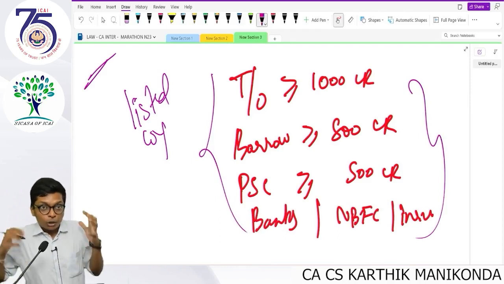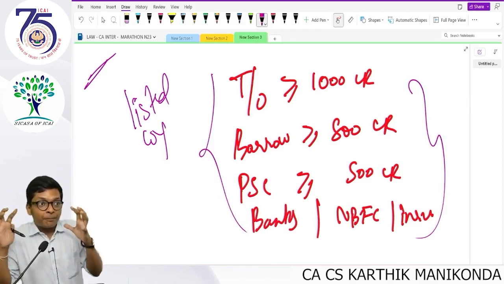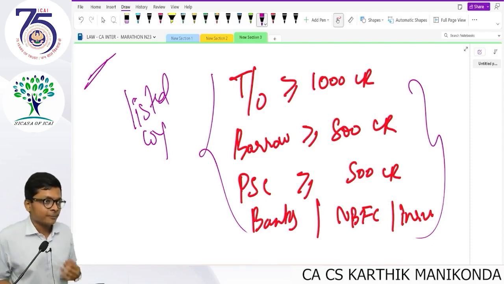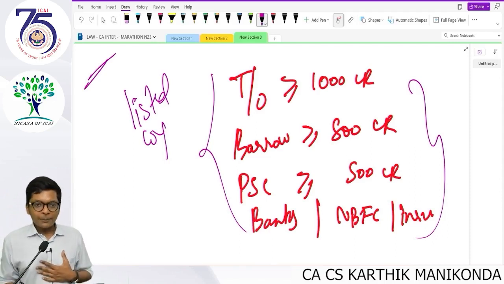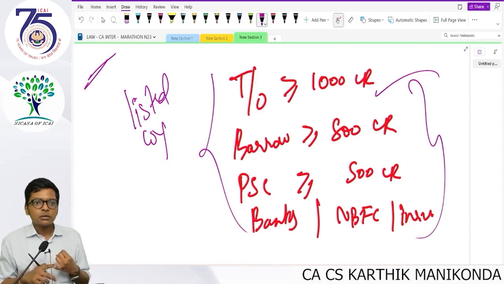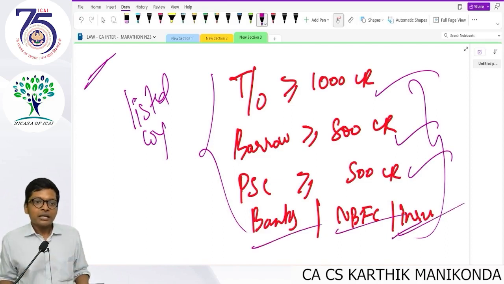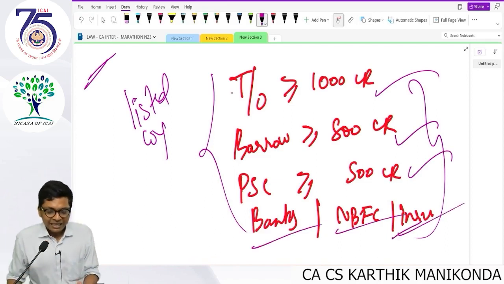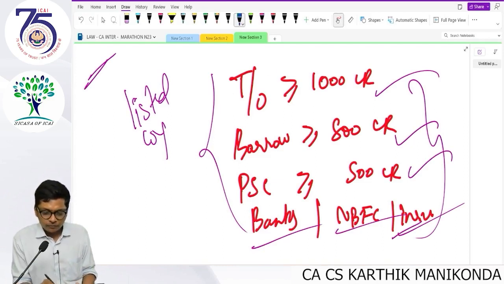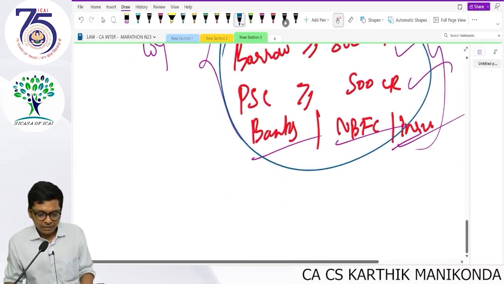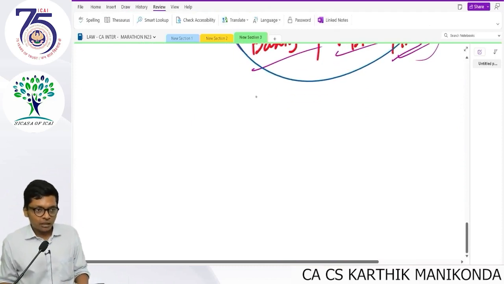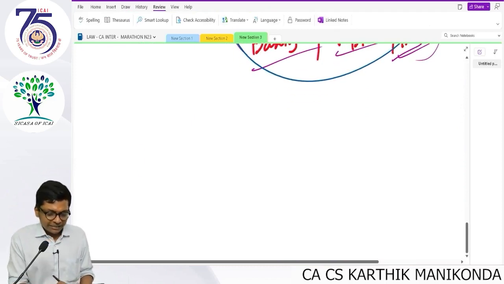So NFRA will oversee only the big companies in India, only the big companies. What are the big companies? Turnover more than 1,000 crores, borrowings more than 500 crores, paid up share capital more than 500 crores, all banks, NBFC and insurance company, and any other company which is outside India. Let's say Adani is there.